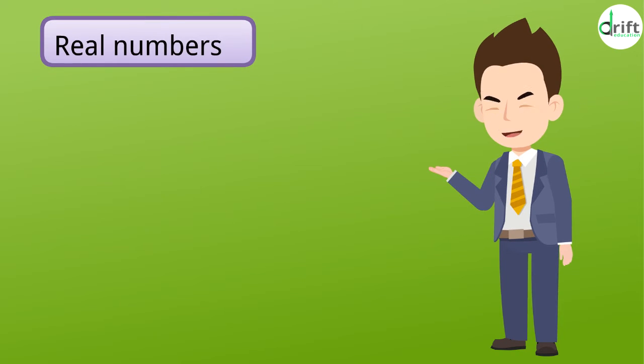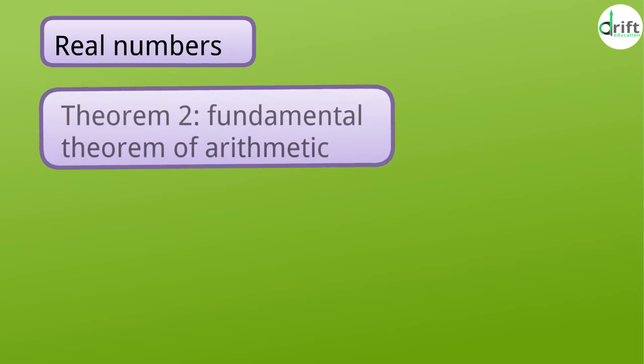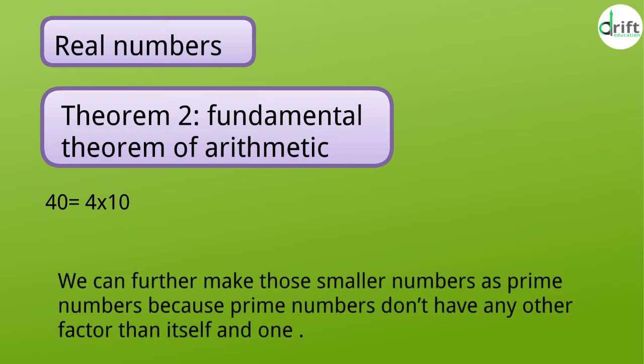Let's see what the second theorem is. Fundamental theorem of arithmetic. Any number can be written as a product of smaller numbers. Let's say 40 equals 4 into 10. We can further make those smaller numbers into prime numbers, because prime numbers don't have any factor other than itself and 1. So our 40 equals 4 into 10 becomes 40 equals 2 into 2 into 2 into 5. Or 40 equals 2 to the power 3 into 5.